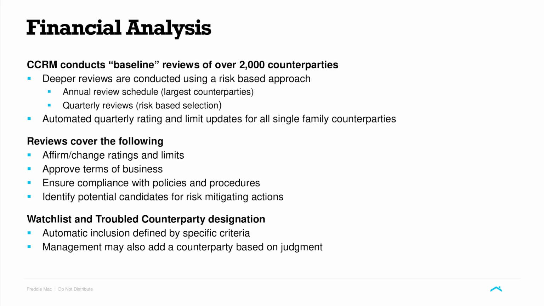We perform reviews that affirm those ratings or limits. We're looking at approving terms of business, what types of risks we're willing to take with them. We ensure compliance with their policies and procedures. And again, as I mentioned, we've established watch lists and trouble counterparty designations that signal enhanced monitoring. That could be from moving to receiving quarterly financials, which is the typical rhythm that counterparties will submit their financial data, to targeted monthly and, in some cases during the first days of the crisis, getting daily cash flow updates. So really, once we've identified somebody as being on those watch lists or troubled counterparty lists, it triggers other things for us to have increased insight and communication internally and with the client.